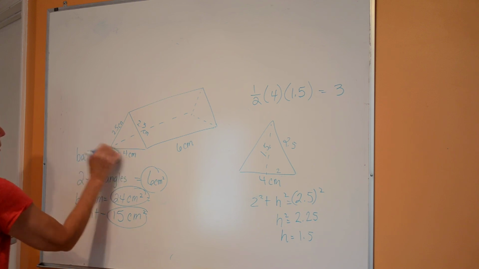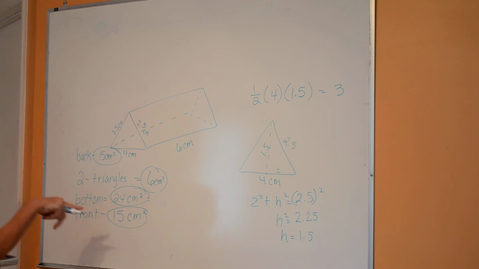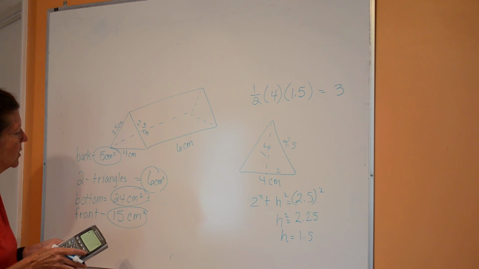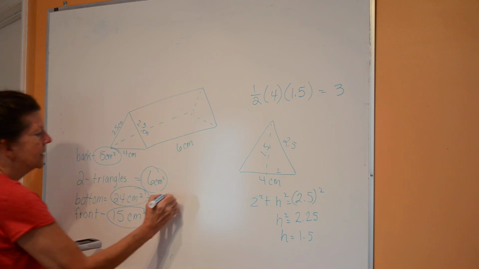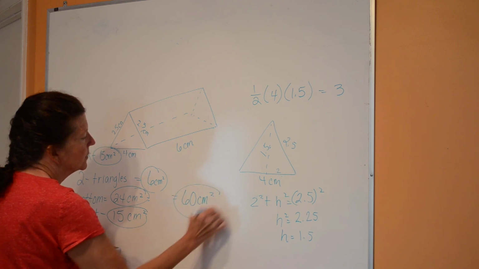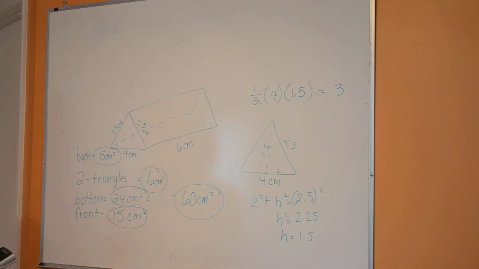So to find the total surface area, I would add this all up. So I've got 15 plus 15, which is 30. 30 plus 24, which is 54. And 6 more is going to give me 60. So 60 centimeters squared is my total surface area.